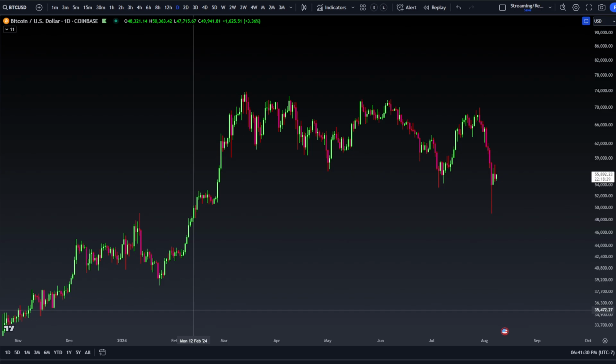Today is going to be August 7th, 2024. Forgive me, I actually had to go and look. Today's going to be a Not So Quick Take TA because we're going to cover trend, support and resistance, volatility, and momentum, which are the four pillars to any successful technical analysis. And we're going to take a look at Bitcoin's daily price action.